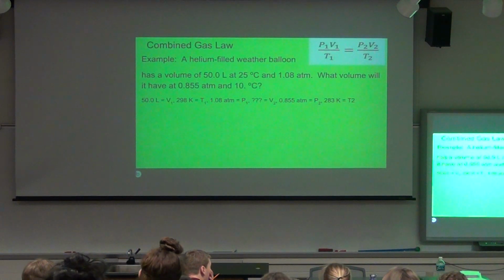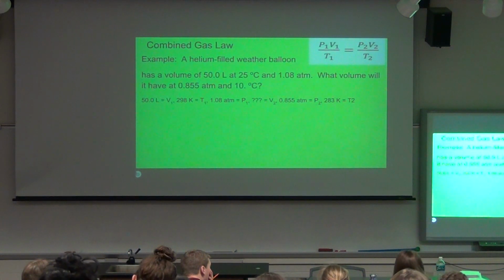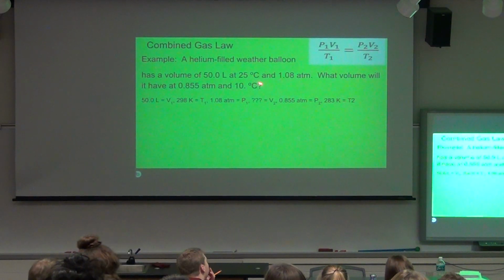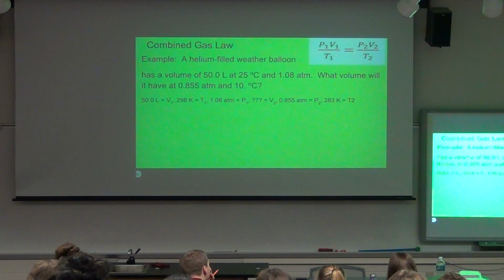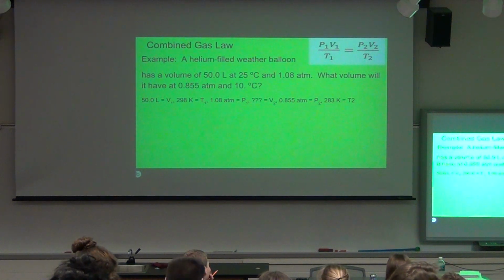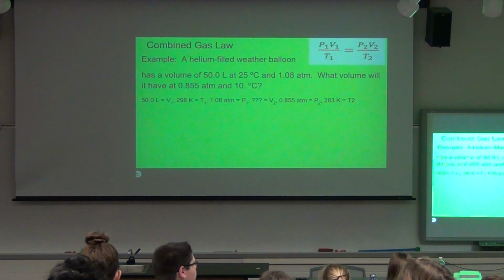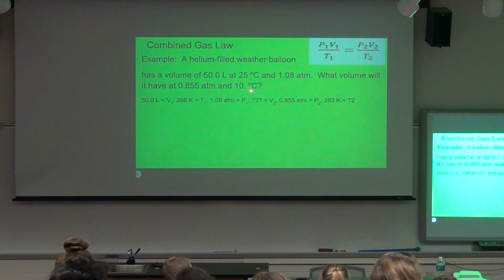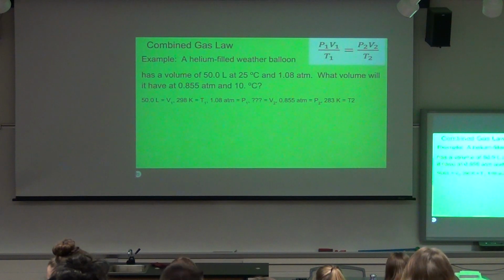Our last example. We have a helium-filled weather balloon. It's got a volume of 50 liters at 25 degrees Celsius. What do we have to do when we see Celsius? Change it to kelvins, right? What volume will it have when it goes up in the atmosphere and has less pressure on it? And it's got a new temperature, which will be a colder temperature. You go up, it gets colder.